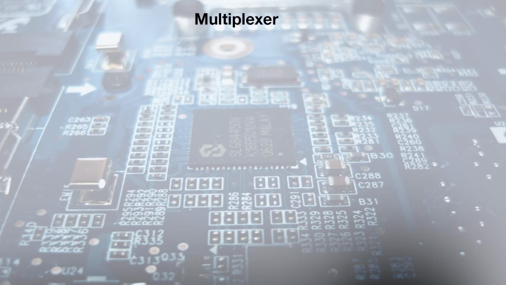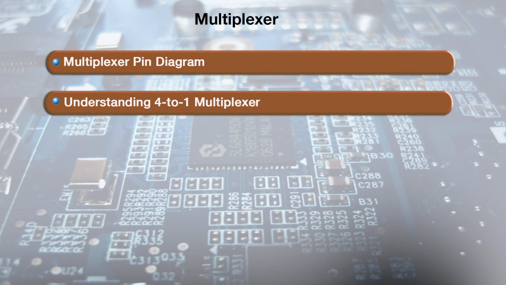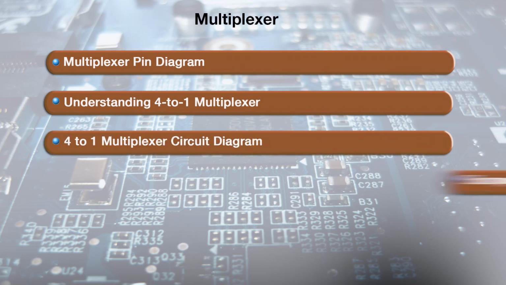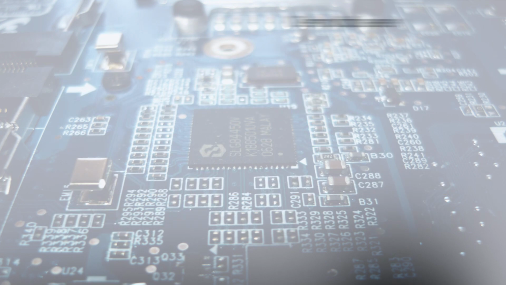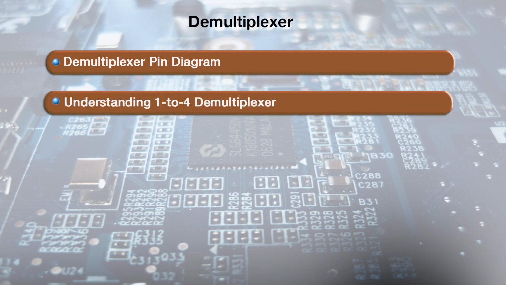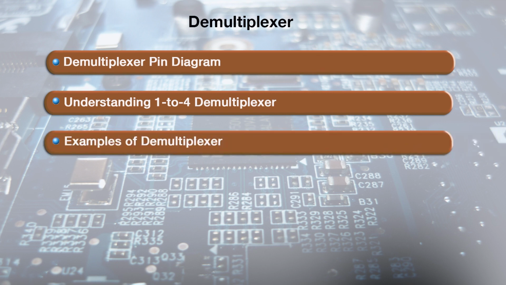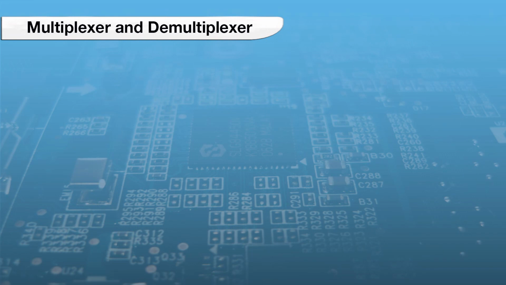First, we will discuss the multiplexer and demultiplexer. In multiplexers, we will see the multiplexer pin diagram, the 4:1 multiplexer, and the 4:1 multiplexer circuit diagram with examples of multiplexers and their applications. Further, we will move ahead towards the demultiplexer and discuss its pin diagram, followed by the understanding of the 1:4 demultiplexer. We will see the examples for the demultiplexer followed by its applications. So, let us start our lecture with multiplexers and demultiplexers.